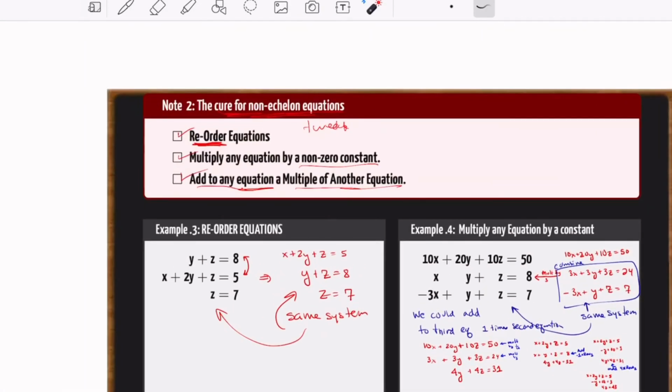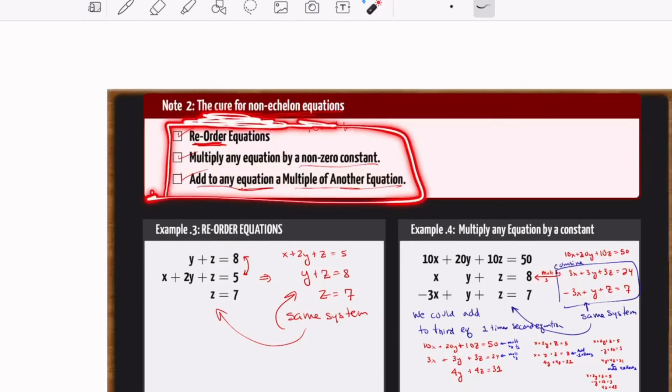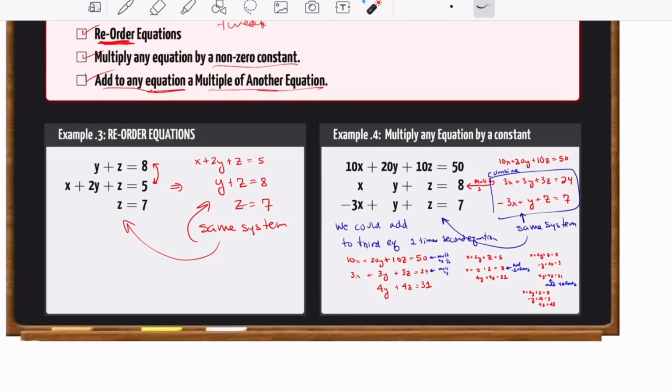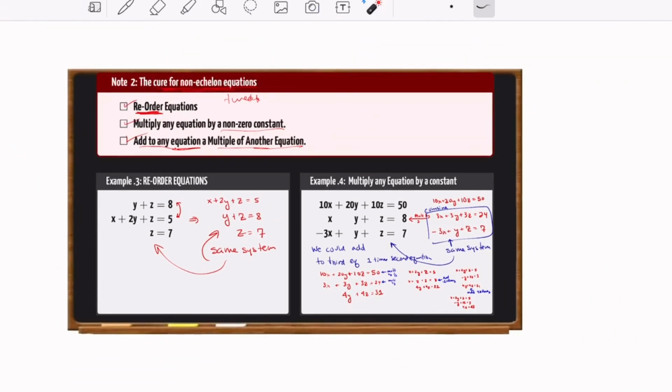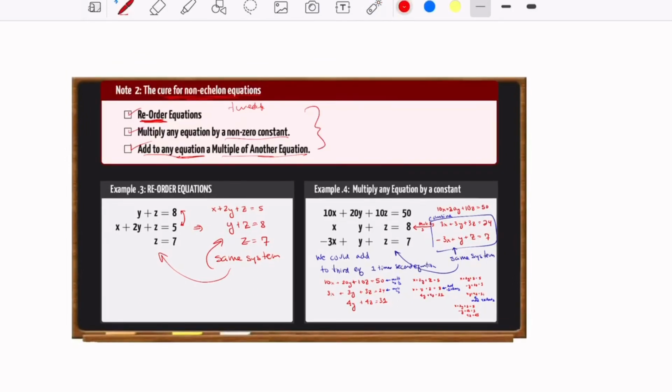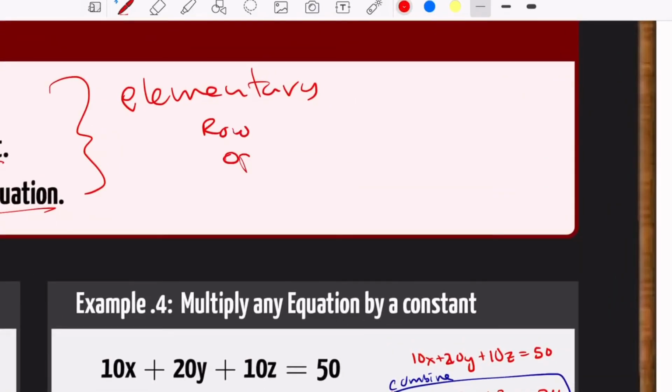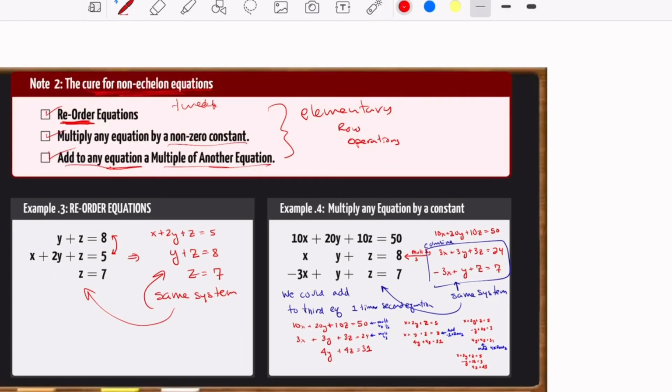The key to make the cure for the non-echelon forms are exactly these operations. Reorder the equations whenever you want. Multiply any equation by any non-zero constant. Add to any equation any multiple of another equation. Okay. And by the way, these things are super fancy and super famous. These are called elementary row operations. Okay, and they're a way of modifying a system.